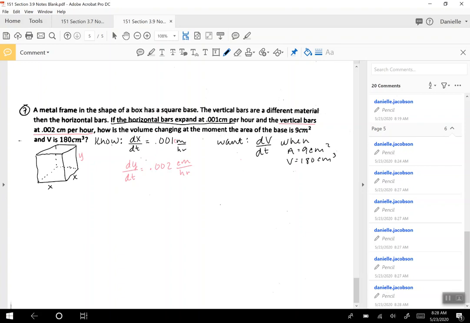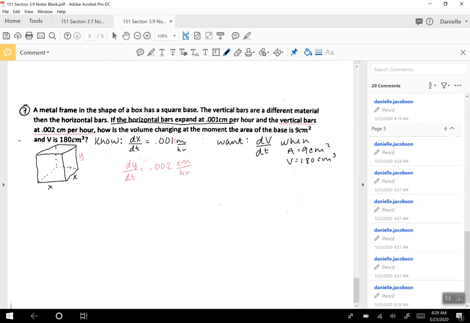All right, so what I'm thinking is we have this metal frame, I'm guessing it's warm or something because it looks like the bars on both are expanding, and when things heat up they do expand a little bit, so that's probably what's going on. That would naturally make the area of the base and the volume expand as well. We just want to figure out, okay, how quickly is this happening to the volume? So first we want to consider all of the equations that we have.